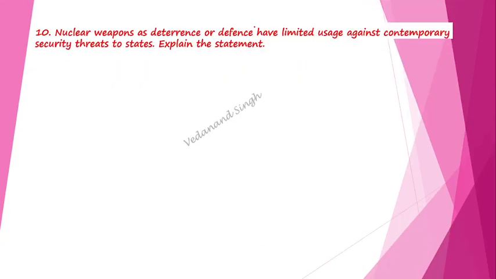Okay, now the next question: nuclear weapons as deterrence or defense have limited usage against contemporary security threats to a state. Explain the statement. We have to explain the statement written here. First understand what the statement is saying: nuclear weapons as deterrence or defense have limited usage against contemporary security threats. Okay, we have to explain what the statement generally means.